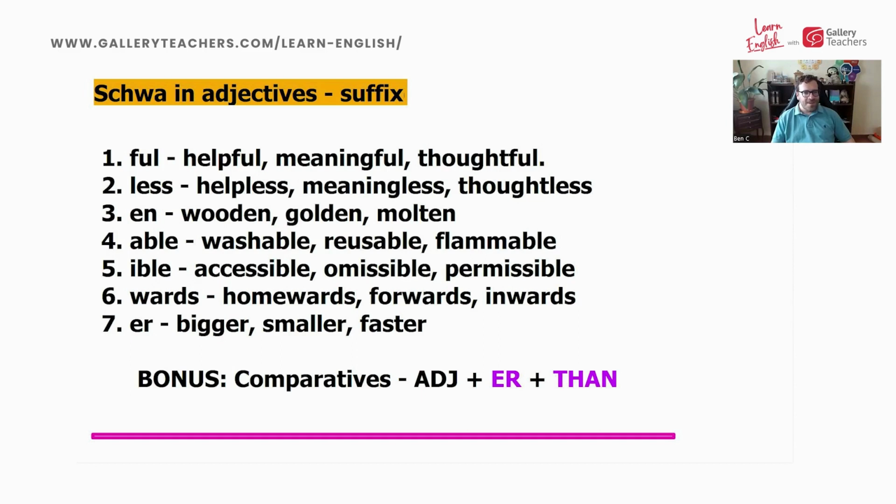This one, wooden, golden, molten. This is a very common suffix for making an adjective. And again, it looks like a word that we know, but we're going to say able, washable, reusable, flammable.